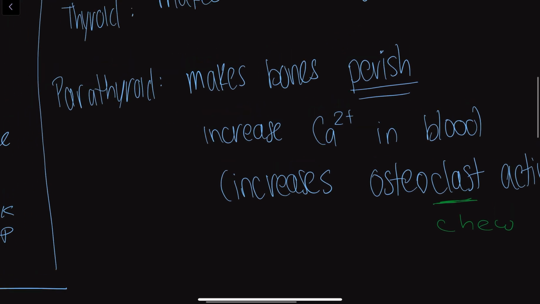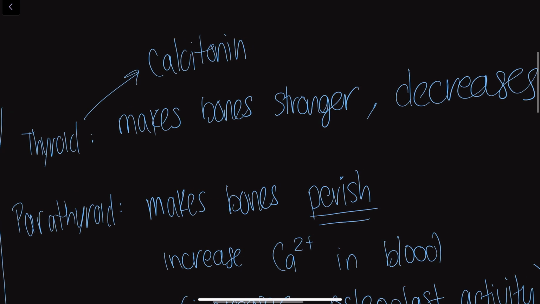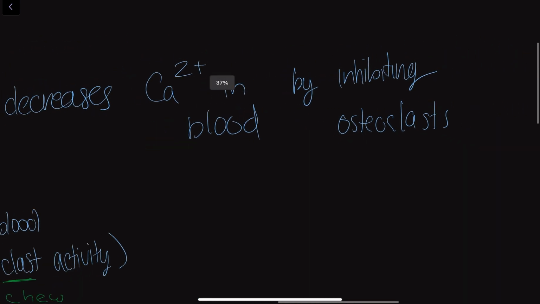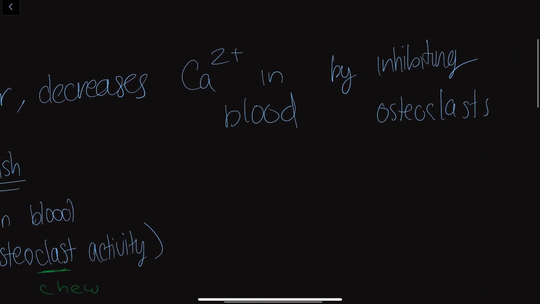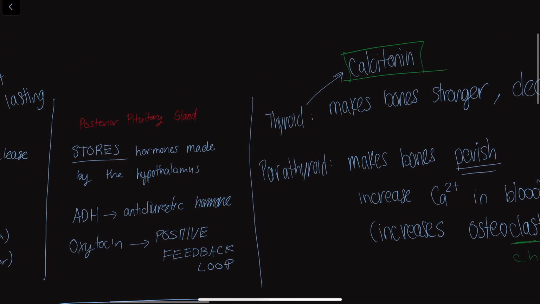And then the thyroid gland is actually going to do the opposite. So it's going to release a hormone called calcitonin. And if it's going to do the opposite, then it's just going to make the bones stronger. There's going to be less Ca2+ in the blood. And it's going to do this by inhibiting osteoclasts. So that should kind of make sense to you, hopefully.